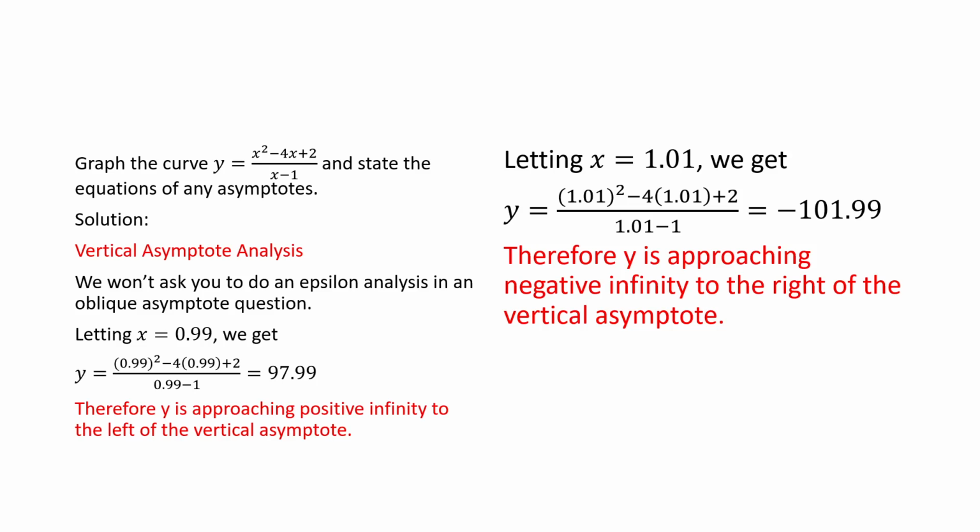Now we're going to do a vertical asymptote analysis. We're going to let x be a number slightly to the left of x equals 1. Letting x equal 0.99, we get a very significantly positive number, telling us that as x approaches the vertical asymptote from the left, y will approach positive infinity. Similarly, when we let x be a number slightly to the right of the vertical asymptote, we get a quite negative number, and that tells us that as we approach the vertical asymptote from the right, y will approach negative infinity.